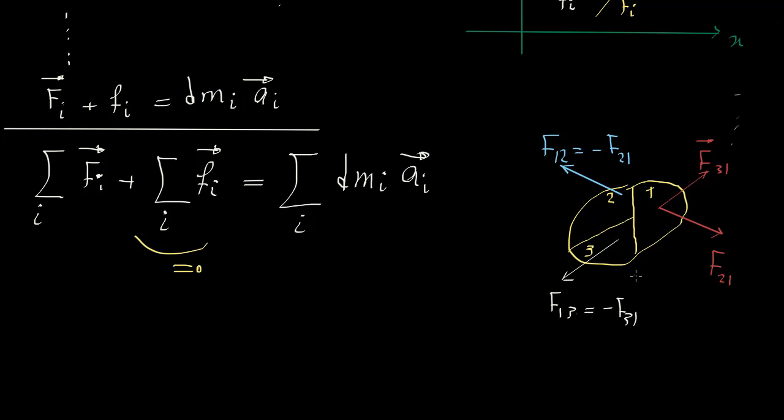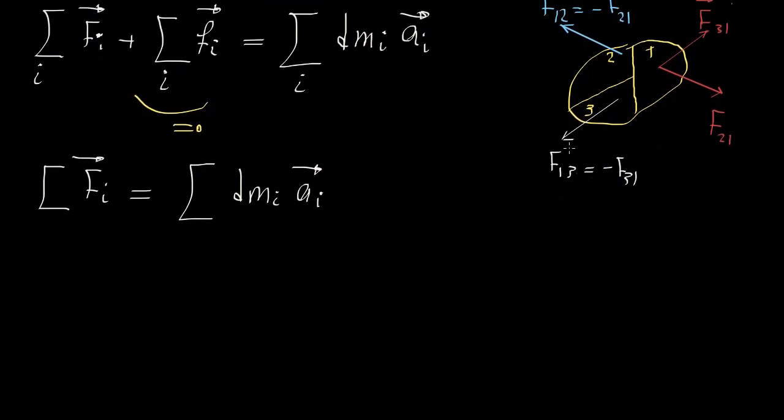So you can see that if we sum up all these forces together, the result would be 0 because for any force we have also a negative term that is equal to that force but in the opposite direction. So the sum of all the internal forces would be 0. So if this term is equal to 0, then we are left with sigma Fi, which, remember, capital Fi is the sum of all the external forces on the rigid body. This would be equal to sigma dm_i a_i.